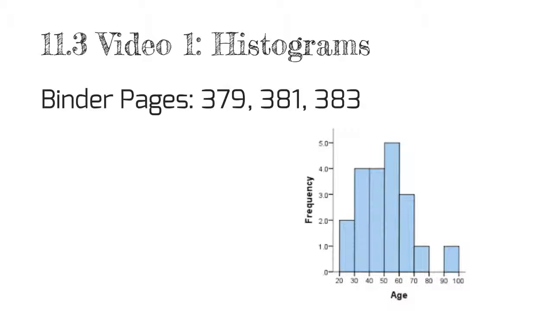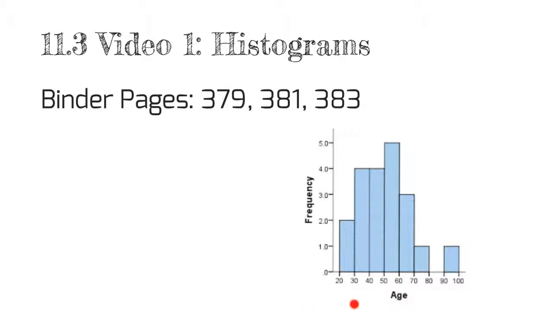So this is the 11.3 video 1. We're going to learn how to make a quick histogram. Mostly we're going to do these on the calculator, but we'll do one by hand here. And then start to learn how to kind of read and describe a histogram. So we're going to start on binder page 379, if you want to pause and get to there.